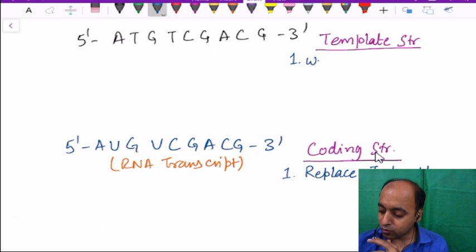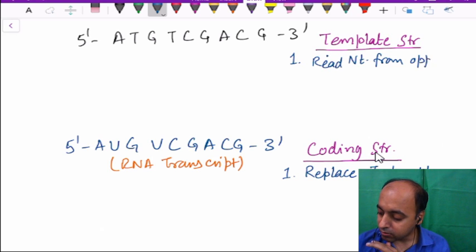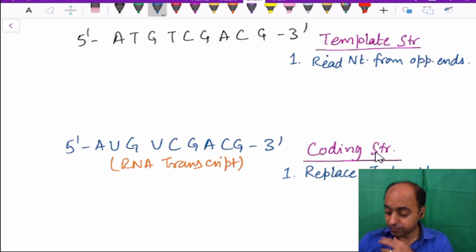You have to read the nucleotides from the opposite end. If you want to write the sequence of RNA from 5' to 3' end, you have to read the DNA from 3' to 5' end. If you want to write the sequence from 3' to 5' end, you have to read the DNA from 5' to 3' end. So you have to read nucleotides from the opposite end.